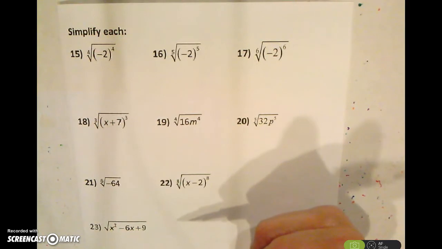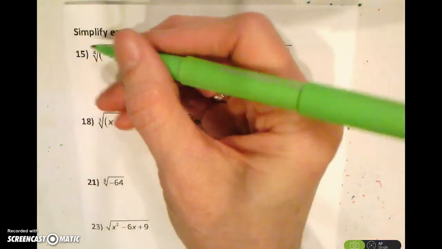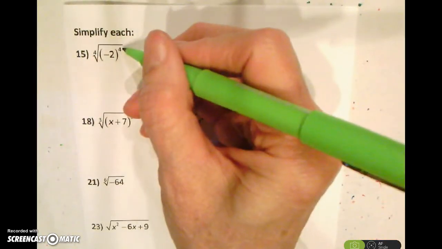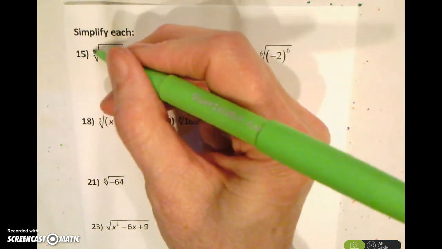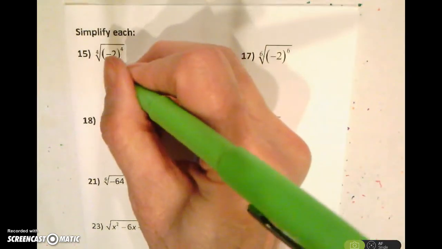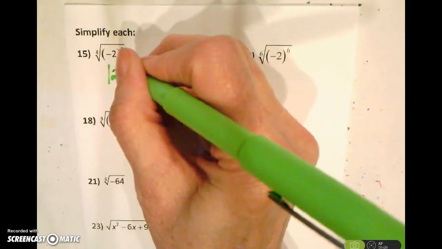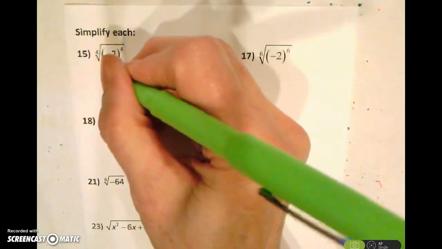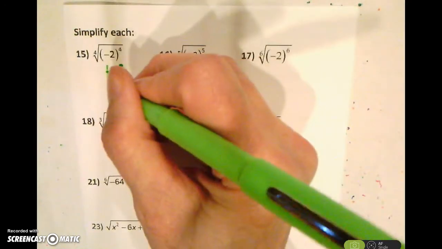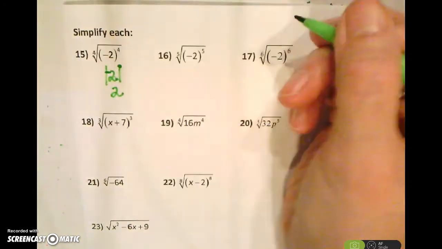Let's work a few problems here. So here I have the fourth root of negative 2 to the fourth. So this is even, and so I want my answer to be positive. I'm going to have to use my absolute value bar. So the absolute value of negative 2 is positive 2.